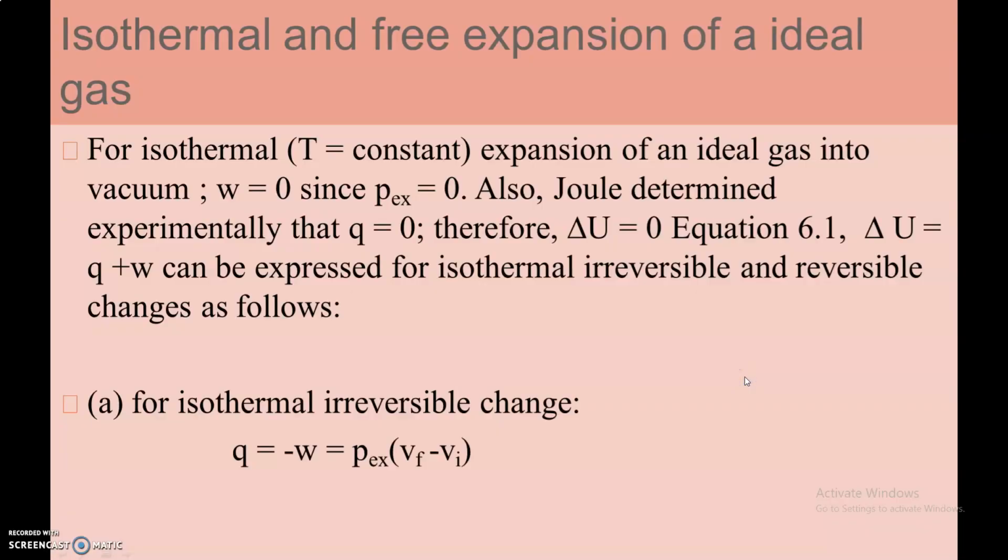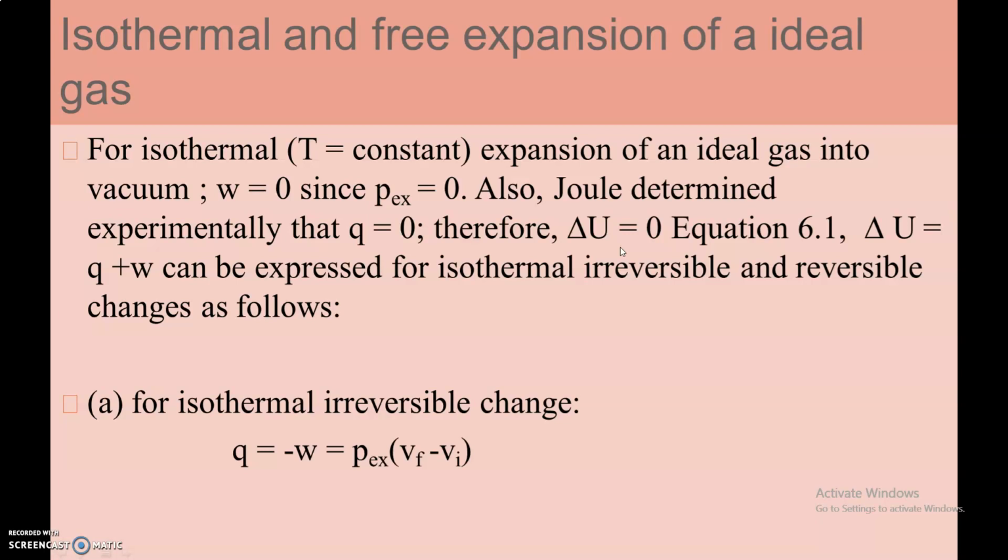We'll see what is isothermal free expansion of an ideal gas. We know for isothermal cases, T is equal to constant. So for isothermal expansion of an ideal gas into vacuum, we know work done is 0. So since Pex equals 0, also Joule determined experimentally that Q equals 0, because isothermal means Q will be 0. Therefore, delta U, that is our change in internal energy, is also 0, because heat and W are equal to 0. So internal energy also will be 0.